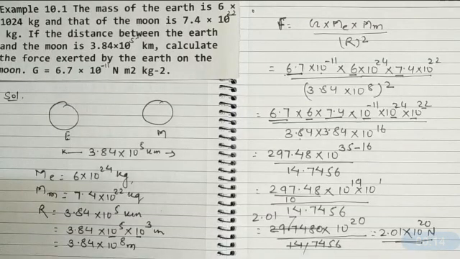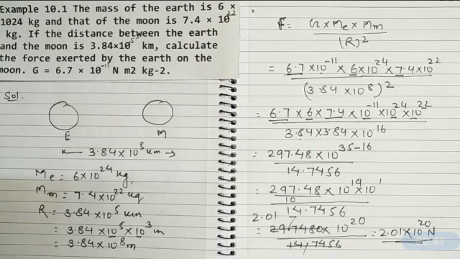Question number 1. The mass of the earth is 6 into 10 raised to the power 24 kilograms and that of the moon is 7.4 into 10 raised to the power 22 kilograms. If the distance between the earth and the moon is given 3.84 into 10 raised to the power 5 kilometers, calculate the force exerted by the earth on the moon where gravitational constant is equal to 6.7 multiplied by 10 raised to the power minus 11 Newton meter square per kg square.